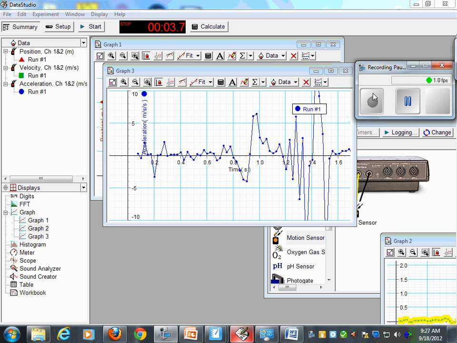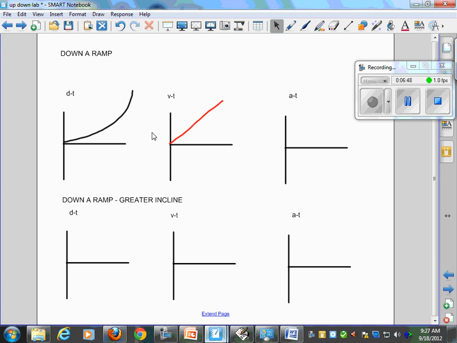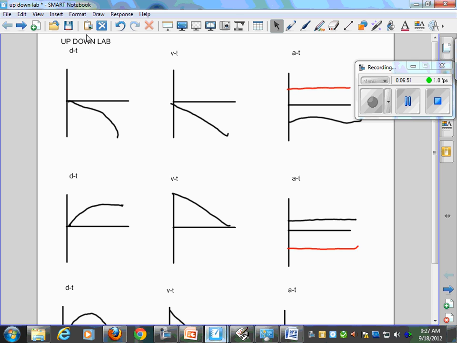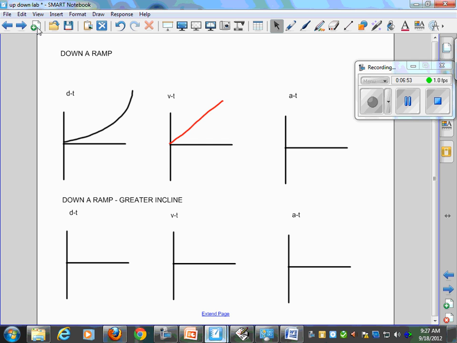Hang on a second. The acceleration is to the right, and to the right is positive. So you're right, Mark. It should be positive. Okay, so Kelvin made a quick change there, and the red one is correct. Okay, positive acceleration.